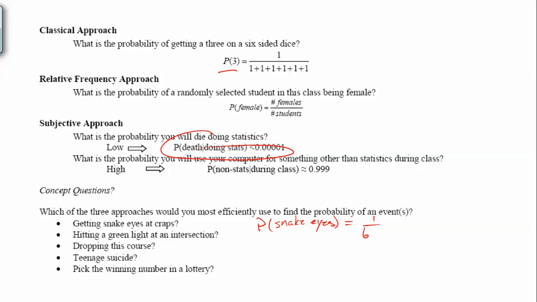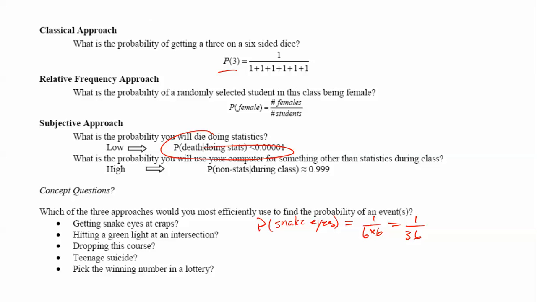There are 6 different numbers that I can get on the first die, and there are 6 different numbers that I can get on the second die. These are independent events, and so the probability of getting snake eyes is 1 out of 36 using a classical approach. Hitting a green light at the intersection, once again, that would be a relative approach. I could measure those times and get an idea, but it would not be statistically accurate in all cases.